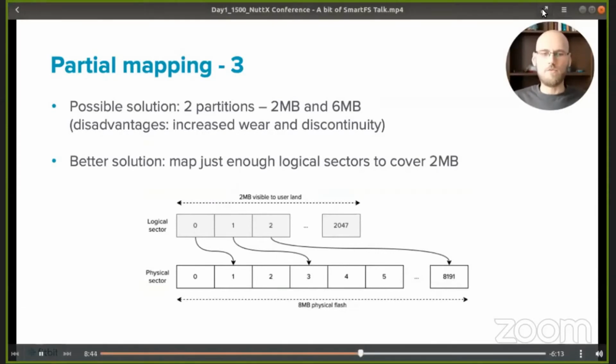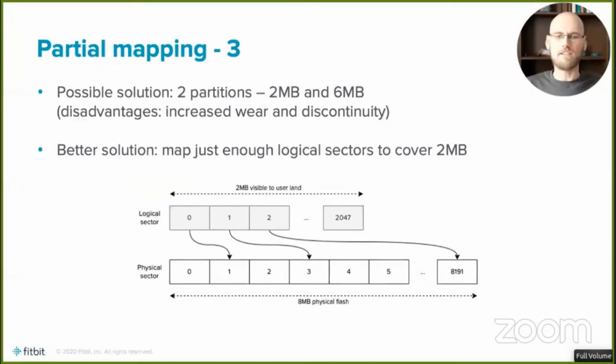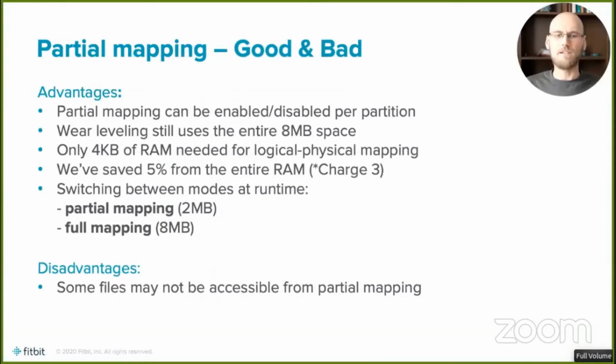The other solution, which we have also implemented, is to map just enough logical sectors to cover 2 megabytes. As you can see in the diagram here, we only have 2048 logical sectors usable. The user space would see a partition of only 2 megabytes, but wear leveling would be performed across all 8 megabytes. This solution sounds really simple and it was not very difficult to implement. However, it comes with a big problem which I'll talk about immediately.